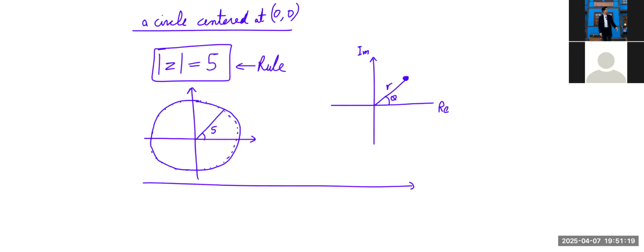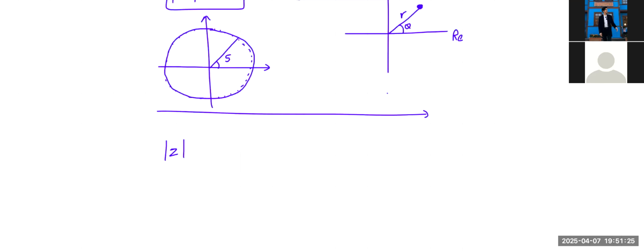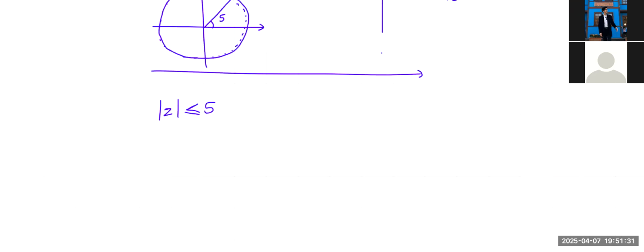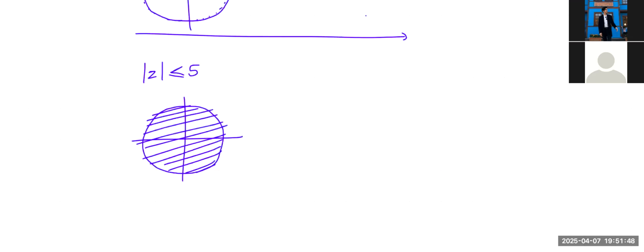Now, what if instead I said that I want every single complex number whose length is less than or equal to 5. In this case, I would not draw a circle. I would draw a circle that's completely shaded in. Every single point in this entire region works because every single point in this region has length less than 5, right? And finally, I can also say that I want every single complex number whose length is just less than 5 and not less than or equal to 5. In this case, I would end up with a dotted circle that's shaded in.